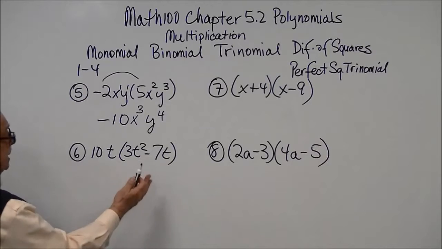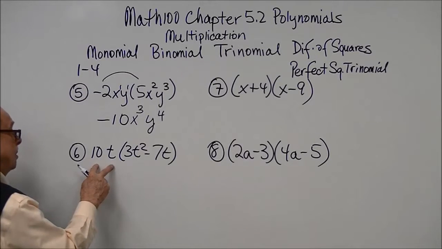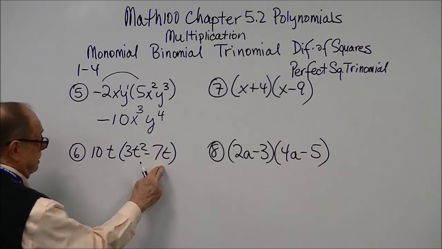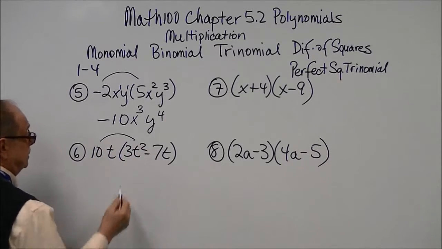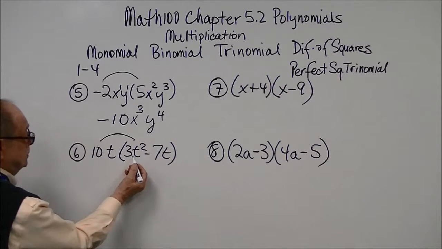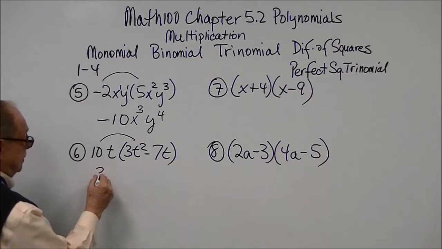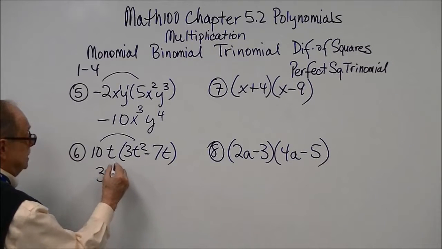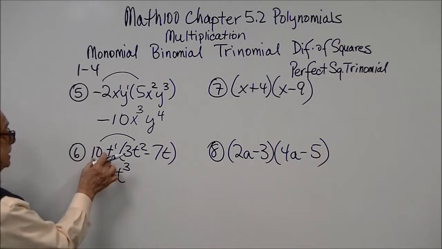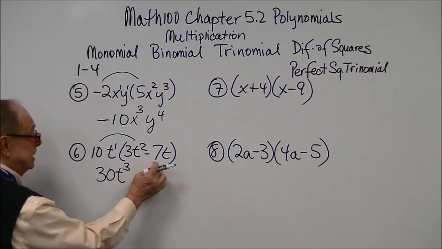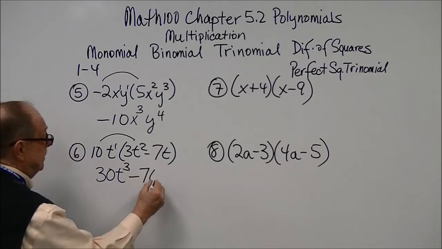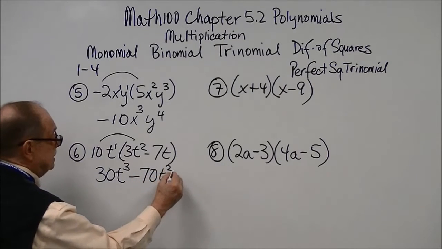All right, and number 6, again, we're now multiplying a monomial by a binomial, and again, we're going to distribute. So 10t times 3t squared is 30t to the third. And then 10t times a negative 7t is a negative 70t to the second.